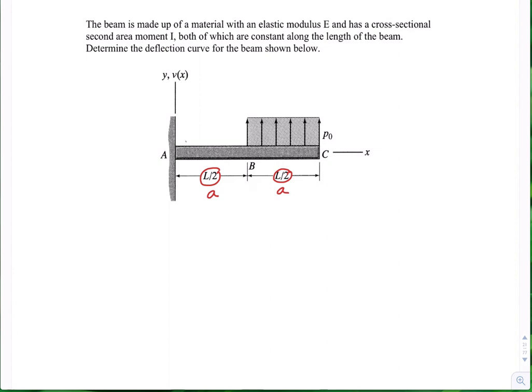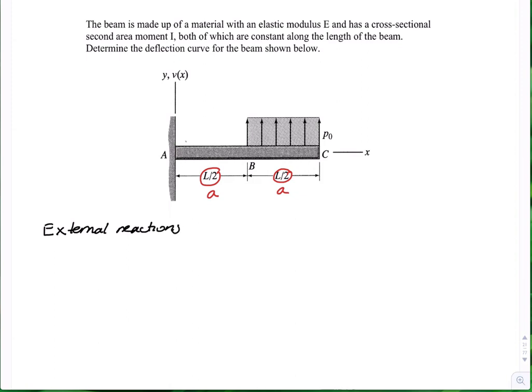The cantilever beam that's shown here is loaded by this constant line load P naught between points B and C. What we're asked to find here is the deflection curve for the beam under the action of that load. So the first thing we're going to do is look for our external reactions.